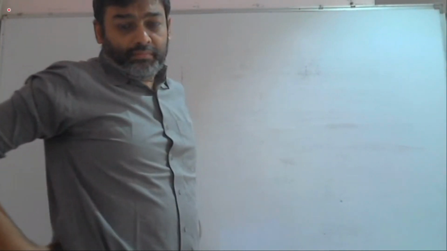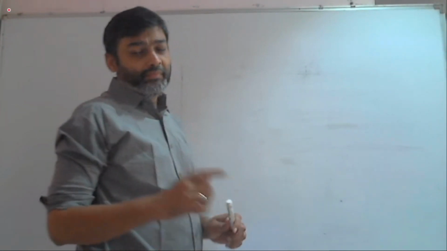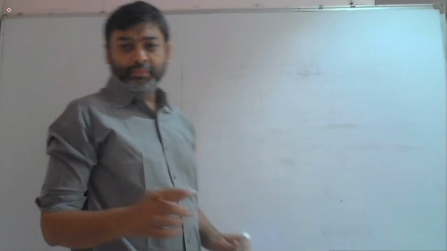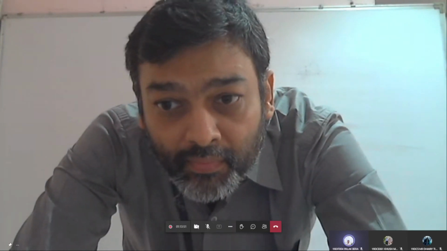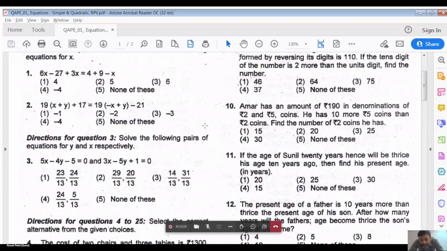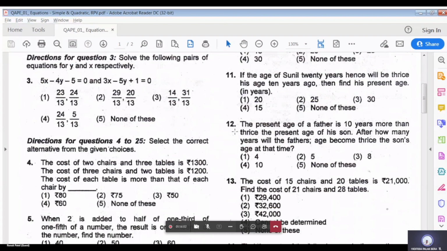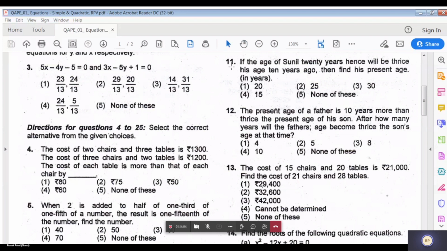Suppose one sum is that the present age of a father is 10 years more than... or let me share the screen. I can share the screen this time. Can everybody see the screen? Questions? Yes, sir. Okay, go with question number 11. Can everybody see question number 11? Then we'll do all these sums one by one.